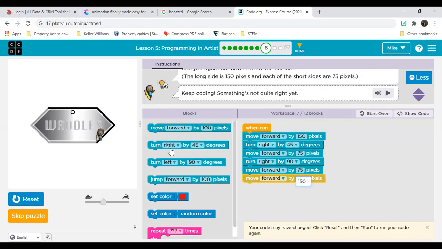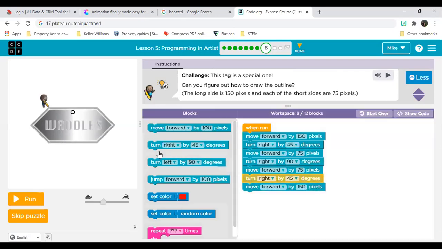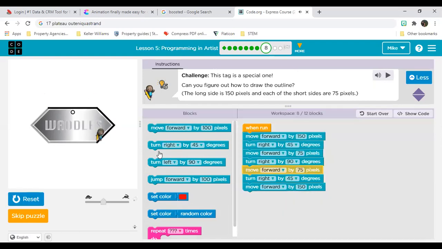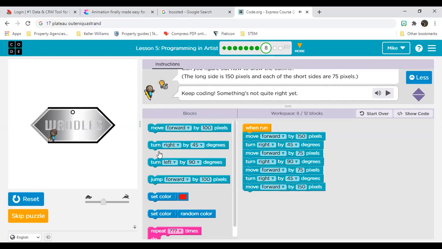And then we will turn up here again. Oh, I need to turn first. Sorry, guys. I need to turn right by 45 degrees. Let's reset and run. Look at that. Now, what I can see already happening here is that code is starting to repeat itself, because this top end and the bottom end and then these two sides are identical. So I can already see that a certain code is going to start repeating itself.